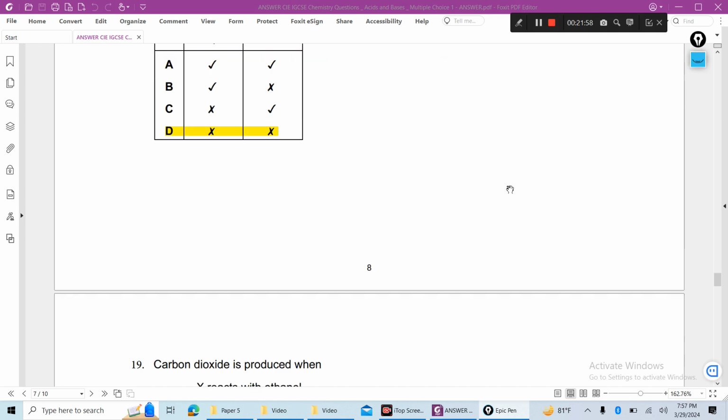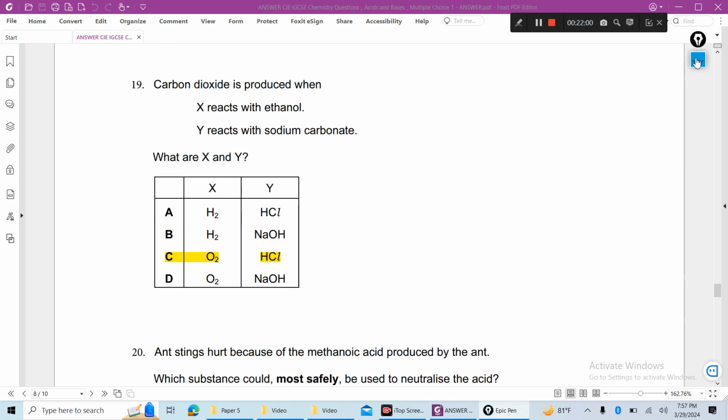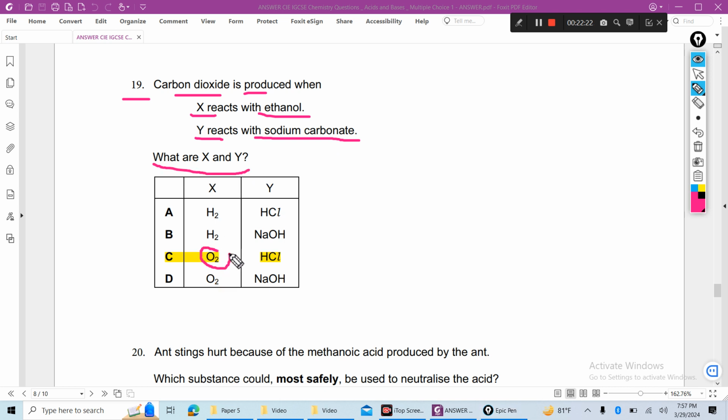Then, carbon dioxide gas is produced when X reacts with ethanol and Y reacts with sodium carbonate. Carbon dioxide gas is produced. So what are X and Y? X is oxygen. Ethanol is oxidized by oxygen.